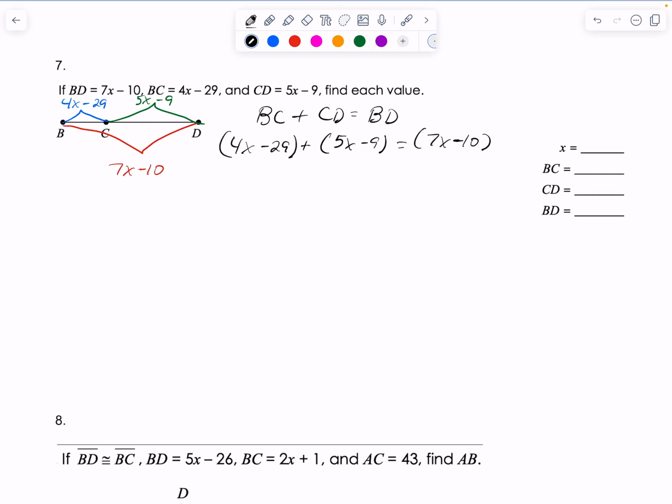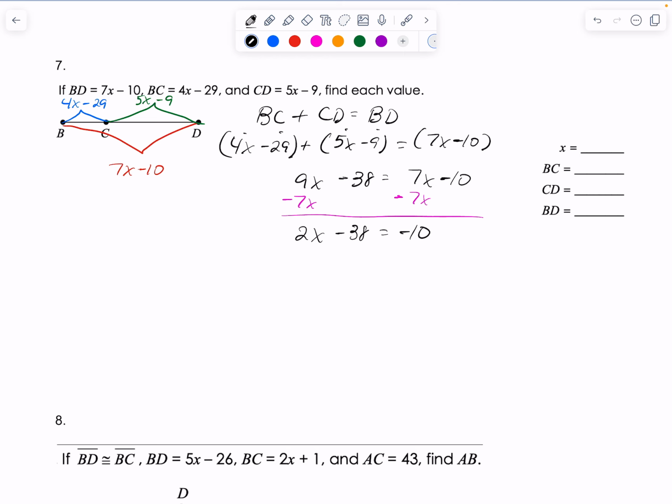We're going to combine like terms on the left side. 4x plus 5x is 9x. Negative 29 plus negative 9 is negative 38. And that's equal to 7x minus 10. Let's move over the 7x with subtraction. And that will leave us with 2x minus 38 equals negative 10.